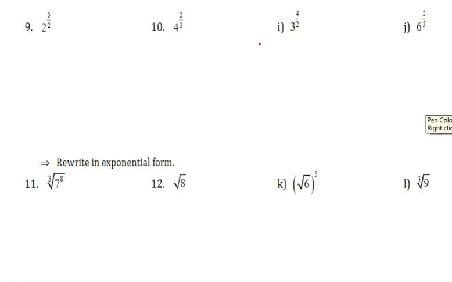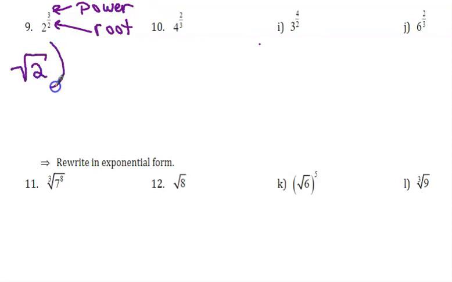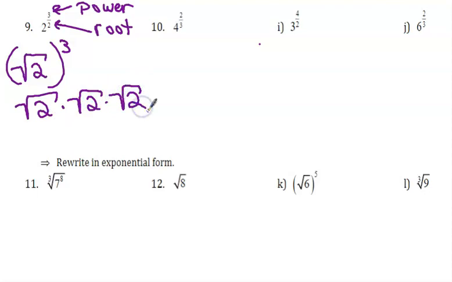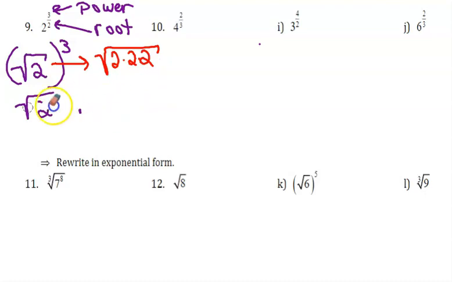So 2 to the 3 halves. What does that mean? The 3 is the power, and the 2 is the root. I keep saying kind of the same song and dance. Another way you could write this is the square root of 2 to the third power. That means I have the square root of 2 times the square root of 2 times the square root of 2. I don't really write it that way because I want to put them all under the same radical house from the beginning. So I do the square root of 2 times 2 times 2, putting them all under the same radical, but that's a different way to see it if that helps you.